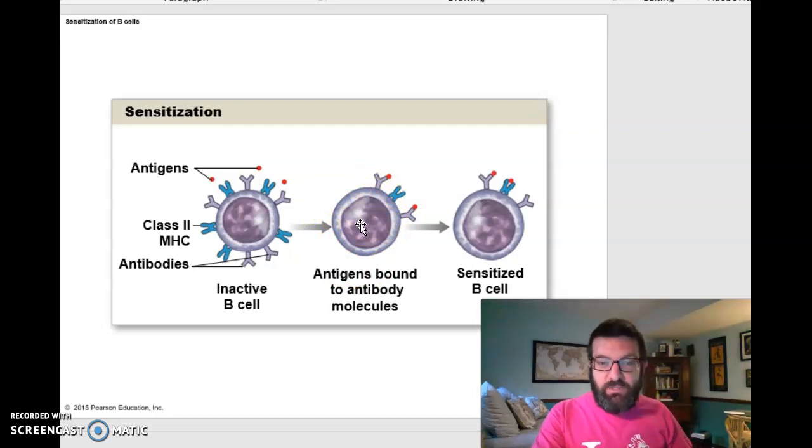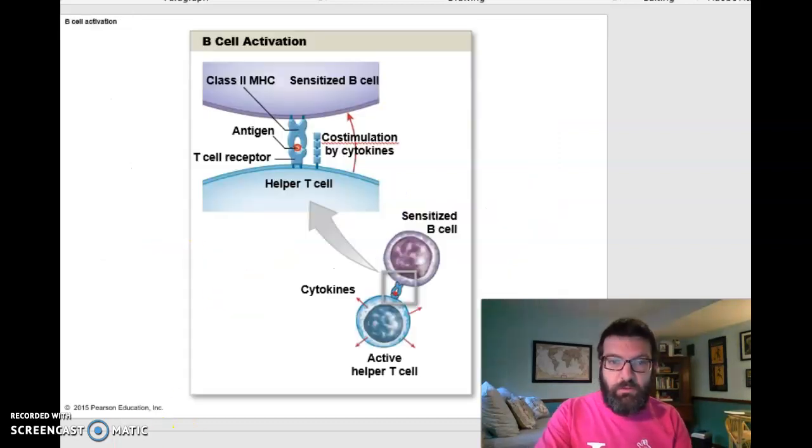We have lots of different kinds of B cells, remember. They're very specific in what they'll bind to. But if this is what they're supposed to bind to, they'll bind to it. They'll, through endocytosis, absorb these antigens and then place them on the outside in their MHC2. So just like macrophages, they have their own MHC2. Now, at this point, they've been sensitized, but they haven't been fully activated yet.